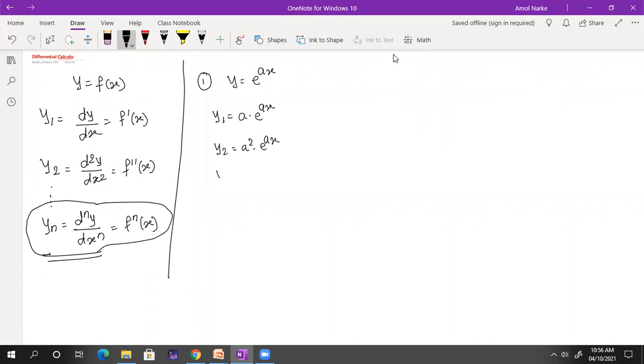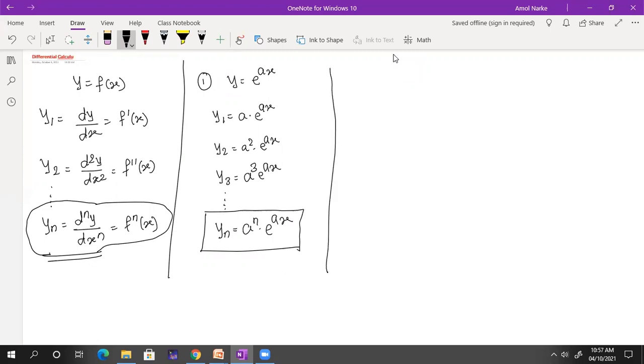What is y3? a cube into e raised to ax. So you will see a pattern here, and you can definitely tell me what is my yn. a raised to n into e raised to ax. Everyone got this? Now you can substitute n is equal to 1, 2, 3, 4, 5, whatever it is, and you will get it. This is the nth derivative of my first standard function. Got it, everyone? Yes, sir.